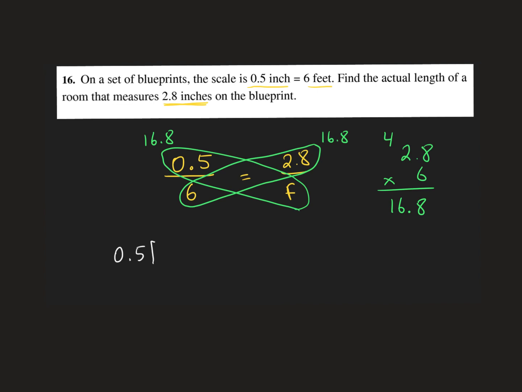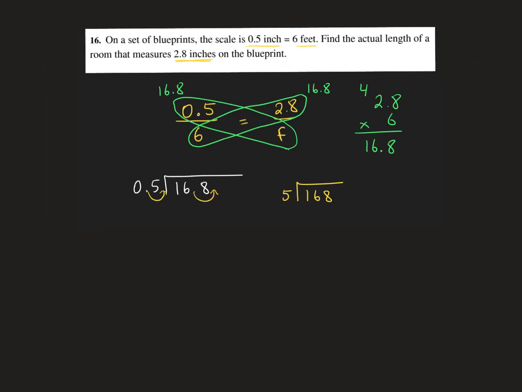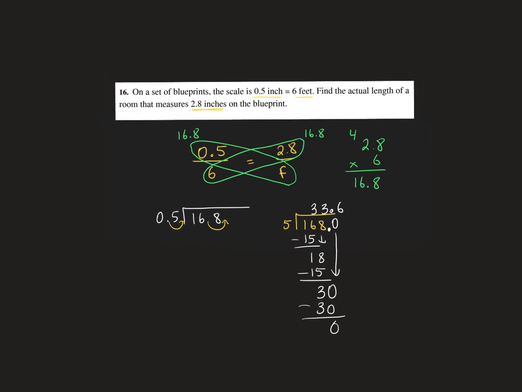Remember, when we're dividing with decimals and we have a decimal on our divisor, we need to multiply it by 10 or move it over once before you start. So rewrite your question now as 168 divided by 5. Once I do my division here, I'm going to add a decimal and a 0, bring it down. If my decimal is here, I put it up top, goes in 6 times. So I get 33.6 for my answer. That's how many feet it would be.